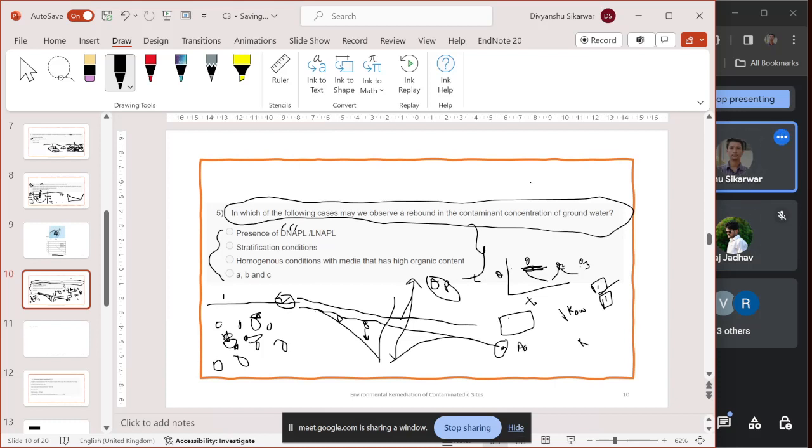And there is a third case, when you have aqueous as well as adsorption, as well as certain compounds called NAPL. NAPL is non-aqueous phase liquid. If I call this soil and this the contaminant, NAPL will exist as a ball sort of thing.